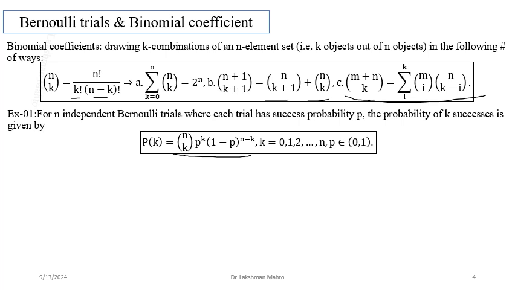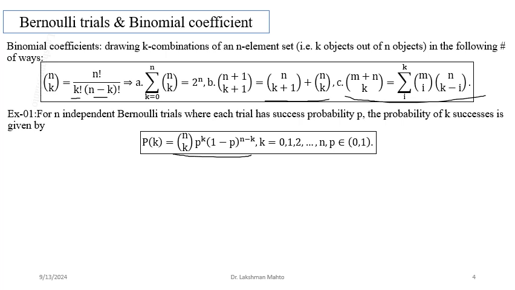If k equal to 0, what is the probability? N choose 0, that means 1, p to the power 0, times 1 minus p to the power n. If you take k equal to 1, the probability is different. So the probability of 0 is different, the probability of 1 is different, the probability of 2 is different. All these outcomes have different probabilities. So here the probability measure is distributed in a non-uniform way, not in a uniform way. All these outcomes are not equally likely. Are you getting the meaning of this or not?